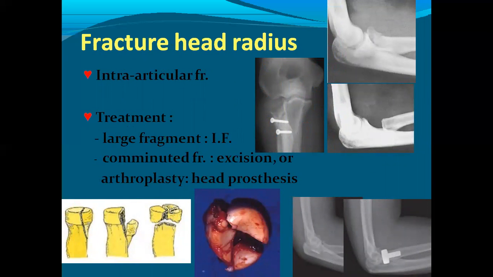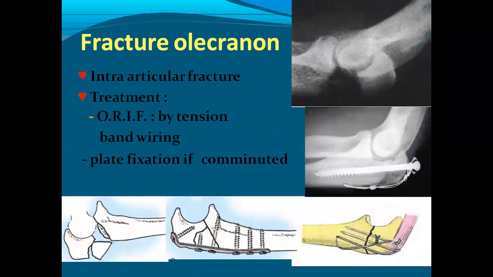Fracture of the head of radius is an intra-articular fracture. Treatment is by fixation of large fragments. In a comminuted fracture, there may be excision or arthroplasty and head prosthesis. Fracture of olecranon: olecranon fracture presents as an intra-articular fracture. Treatment is again by reduction, band wiring, and plate fixation.